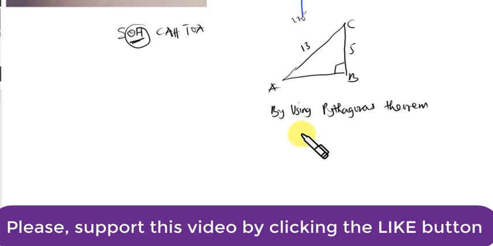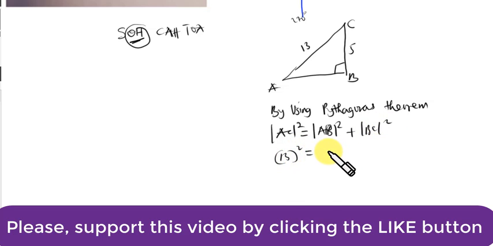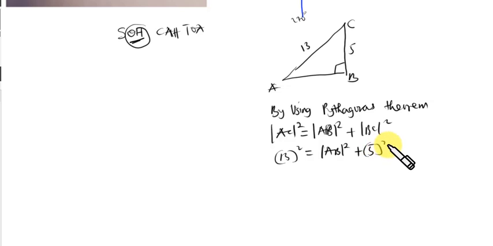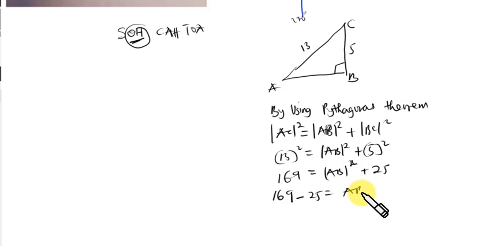The square of the hypotenuse, that is AC squared, is equal to the sum of the squares of the other two sides, so that is AB squared plus BC squared. AC is 13, so we have 13 squared, then we have AB squared here. BC is 5, so we have 5 squared here. 13 squared is 169. AB squared, we don't know it. And 5 squared is 25, so we're going to have 169 minus 25 equals AB squared.